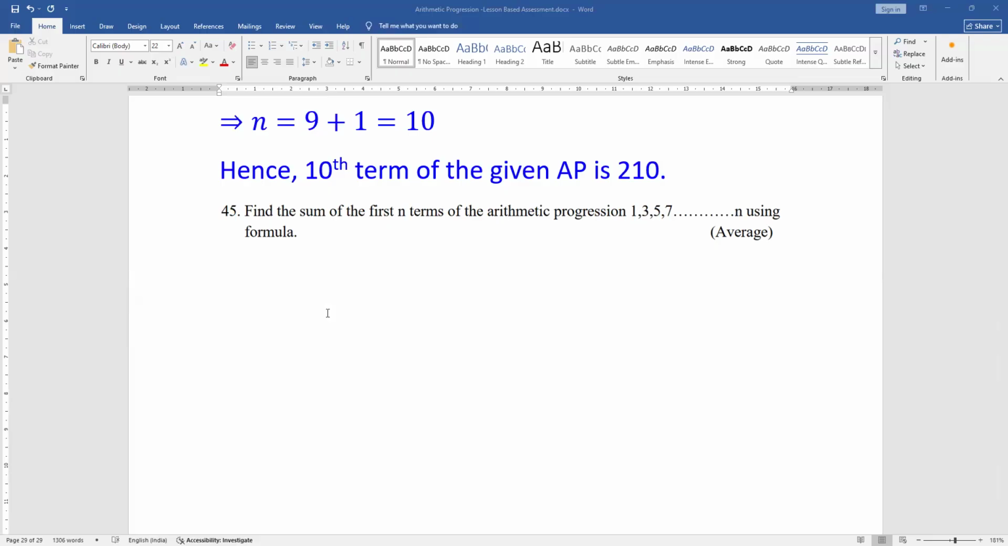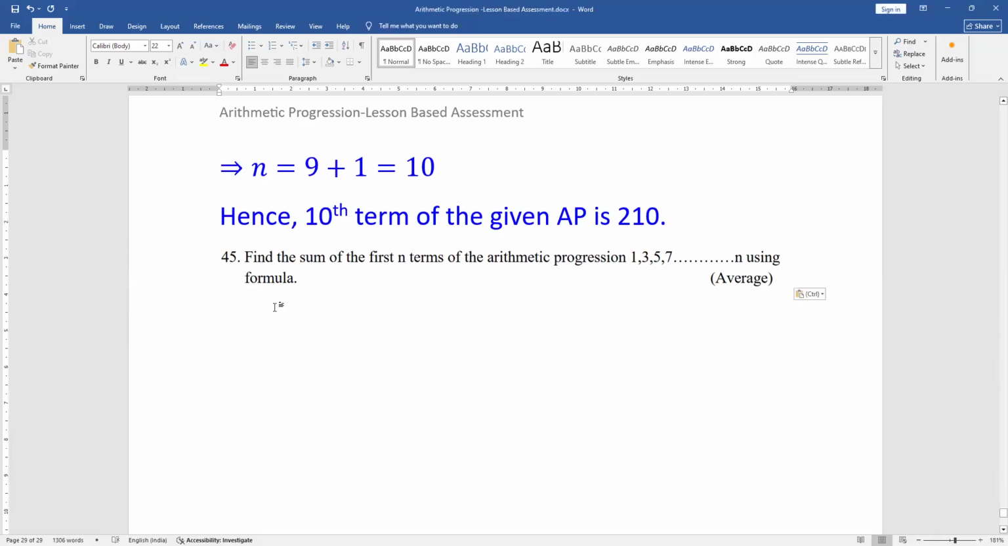Okay, so now in this question I have: find the sum of the first n terms of the arithmetic progression 1, 3, 5, 7, and so on, using the formula.